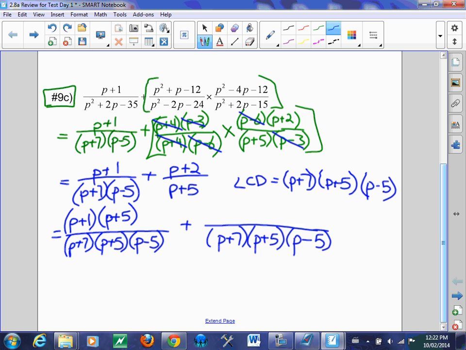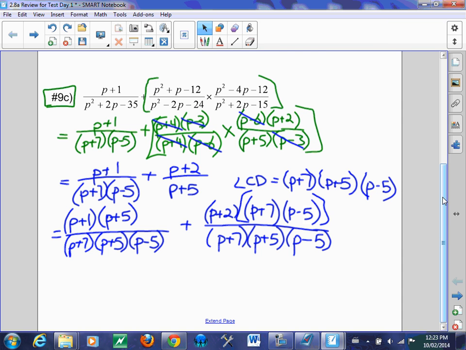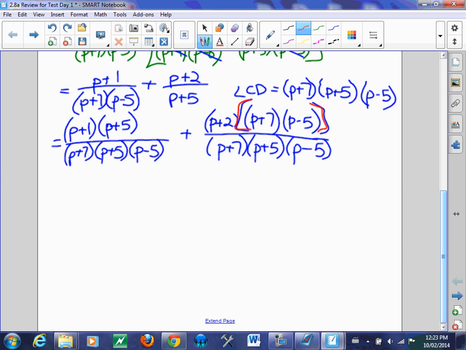Okay? Taking a look at the next one, we've got p plus 2, and we've got to multiply it by the other 2, which is p plus 7 times p minus 5. Okay? The other thing you could do here, folks, just as a side note, instead of doing where I put the brackets, you could recognize that it represents this, so you could sub that part right in as that. I'd be okay with that. But most people will do it this way.